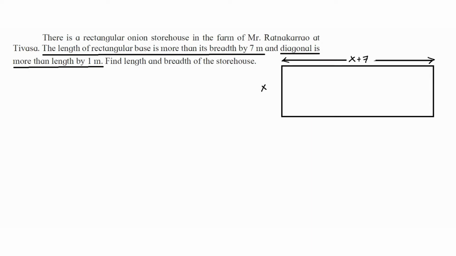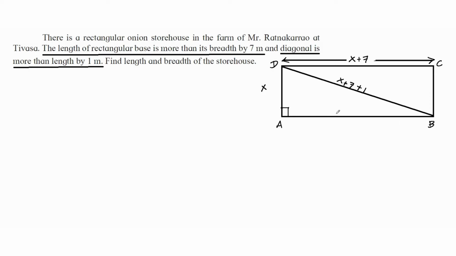And the diagonal is more than its length by 1 meter. So this is the diagonal of the rectangle. The diagonal is 1 meter more than the length. The length is x plus 7, so this is x plus 7 plus 1. The diagonal is 1 more than the length. So we have marked all the measurements. We have taken into account all the conditions which are given in this word problem. And now we need to frame an equation.